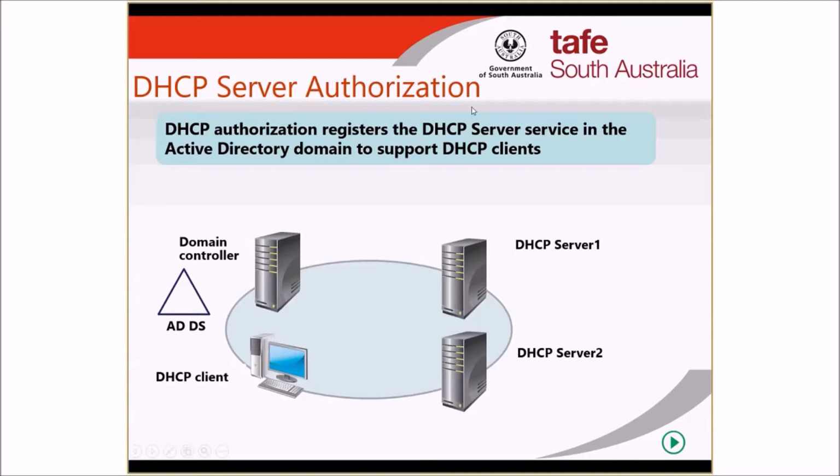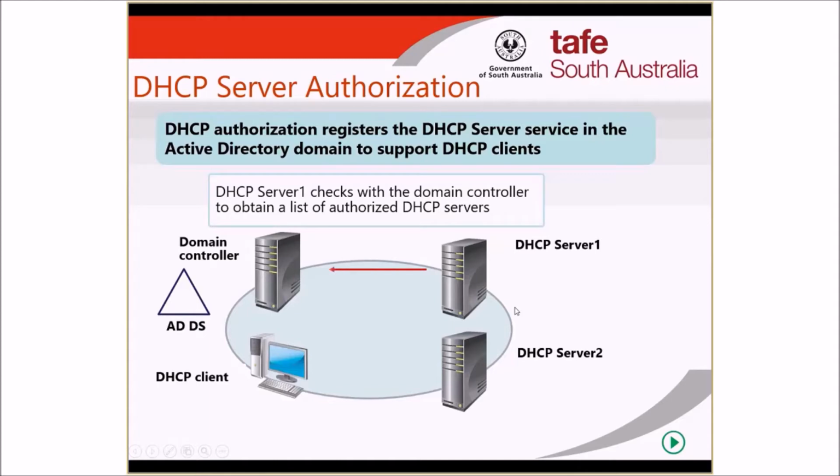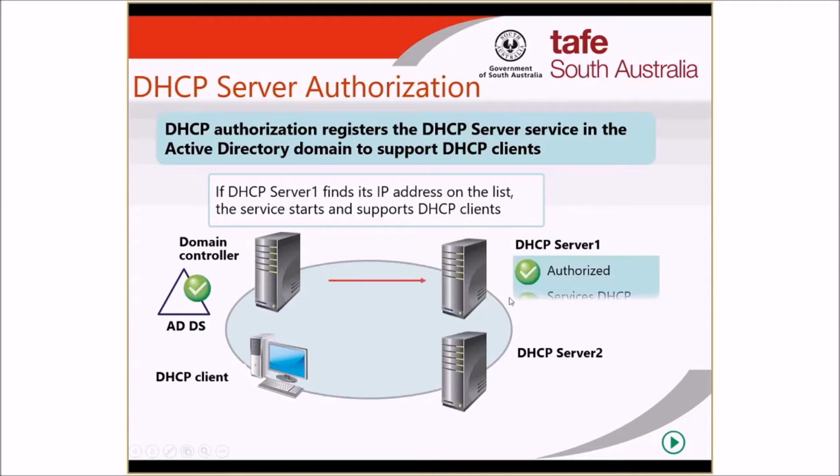So with a DHCP server with Microsoft, you can actually have what's called authorization. If you have multiple DHCP servers in your network, and you might have this for backup, obviously redundancy, you should only authorize one of them. Okay, what does that mean? That means that these DHCP servers check with the domain controller to see if it's authorized, and if it's authorized, that means this one is allowed to give IP addresses out.